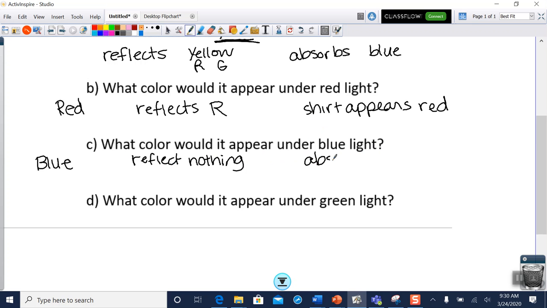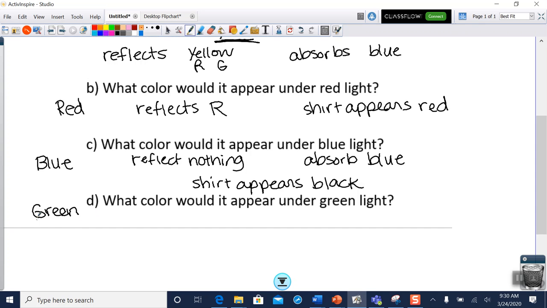What does it absorb? The pigment in this shirt absorbs blue. Do we have blue? Yes. So what happens to the blue? It gets absorbed. So we only see what's being reflected. Nothing is being reflected, and nothing is black. Okay, the absence of light is what we call black. If it's reflecting nothing, we're seeing an absence of reflection. That's called black. Okay?